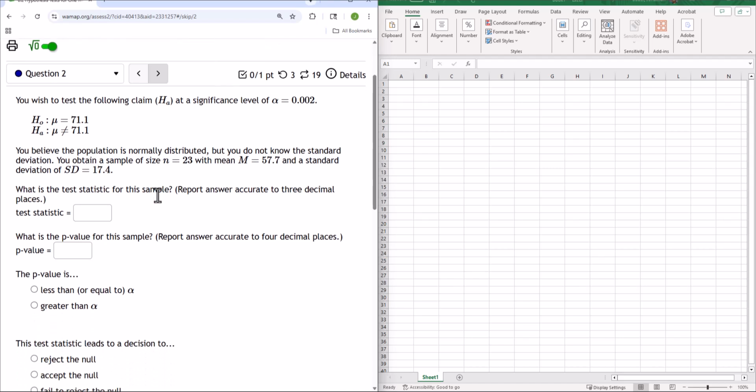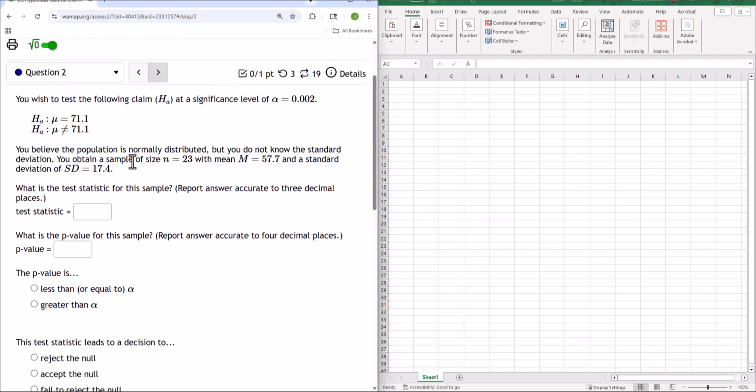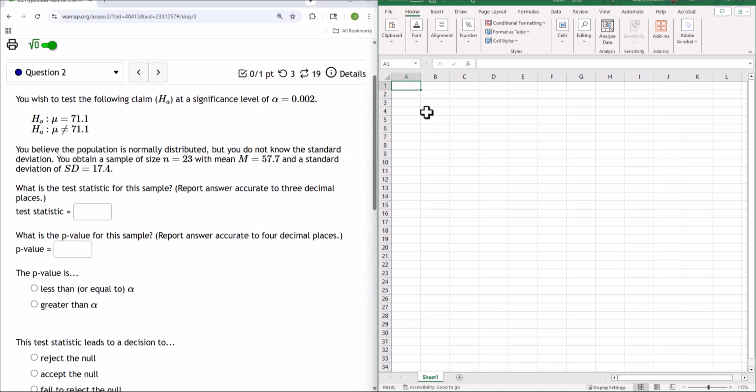So now getting to a problem with some numbers here. You wish to test the following claim at the significance level of alpha equals 0.01. So I'm going to pop over here and just start listing some data that we have. I think I said 0.01, but it's actually 0.02. Here we have the null and alternate hypothesis given to us, and the takeaway here is we're going to be dealing with a two-tailed test.